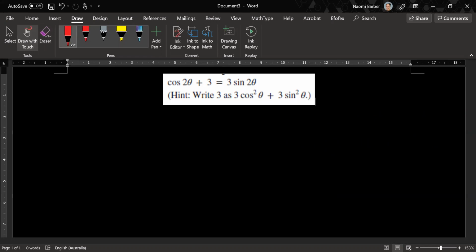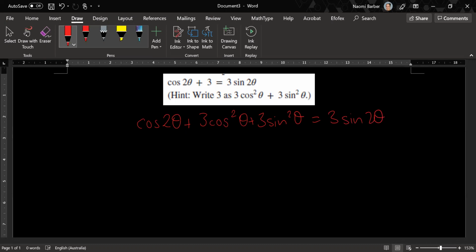Okay, so the question then becomes cos 2 theta plus, well, 3 is now 3 cos squared theta plus 3 sine squared theta. So that's our 3 equals 3 sine 2 theta.